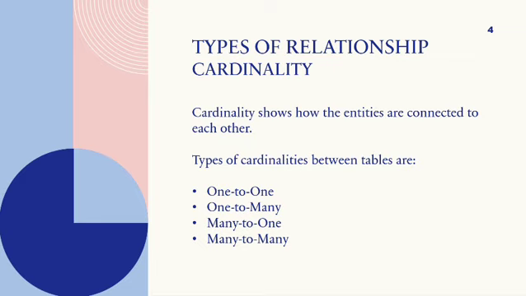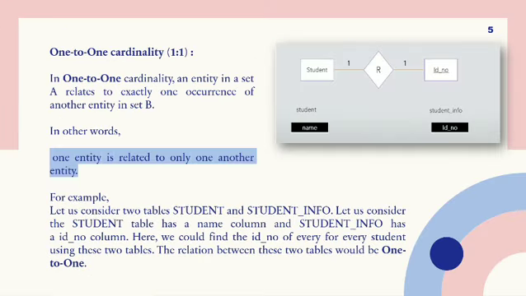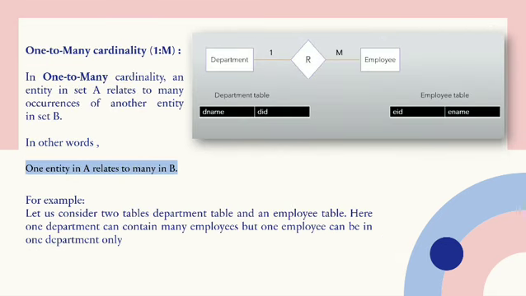There are four types of cardinalities between tables. They are one-to-one, one-to-many, many-to-one, and many-to-many. In one-to-one cardinality, an entity in set A relates to exactly one occurrence of another entity in set B. For example, we have two tables called student and student info with the name and ID number. One student matches only one ID number. So this is known as one-to-one cardinality.